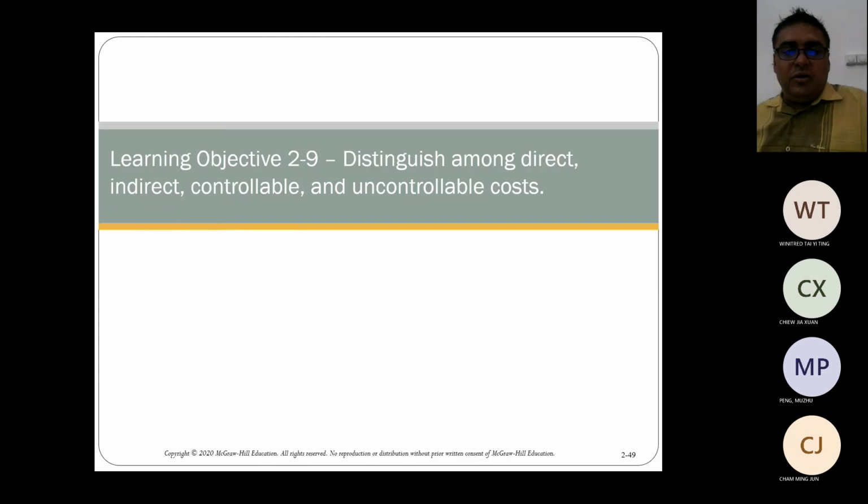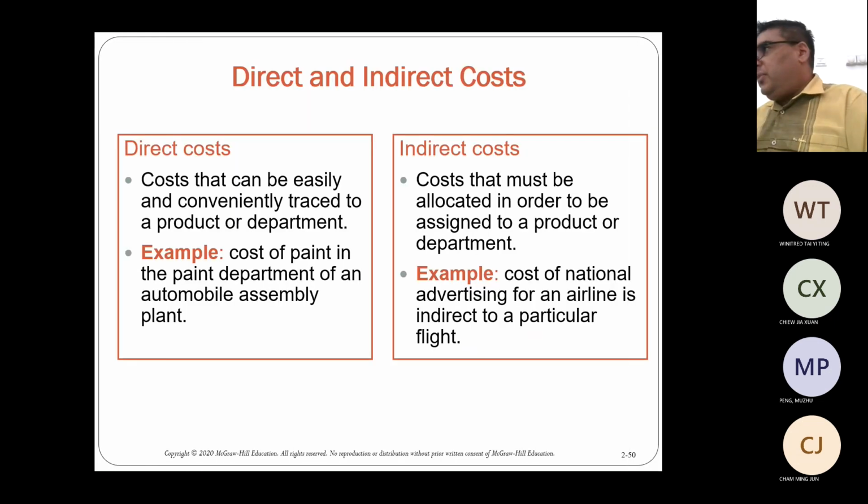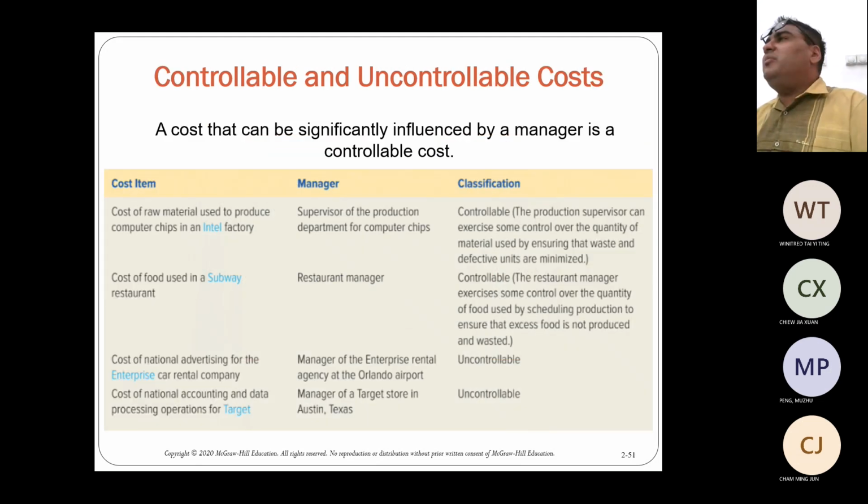Okay, next one. We spoke about direct cost and indirect cost. Yes or no? Direct cost, traceable. Indirect cost, not traceable. Correct? Okay, what is the difference between controllable costs and non-controllable costs? Controllable costs are costs that are within the control of the organization itself or factory. Uncontrollable is out of the control, which means that no matter what, you will incur the cost.